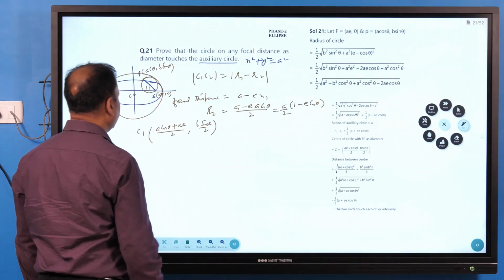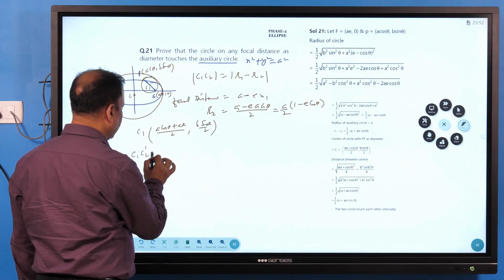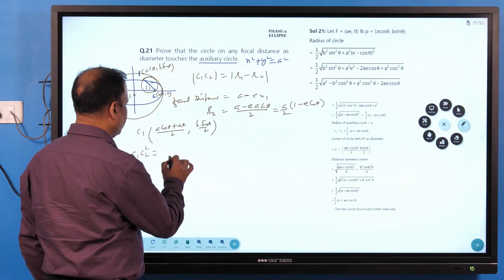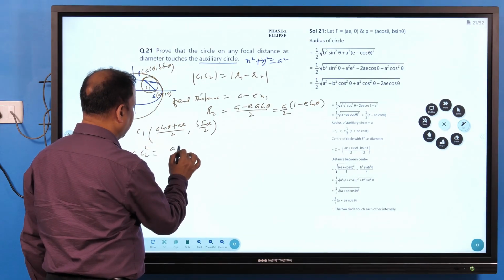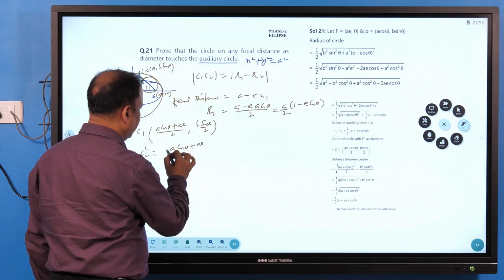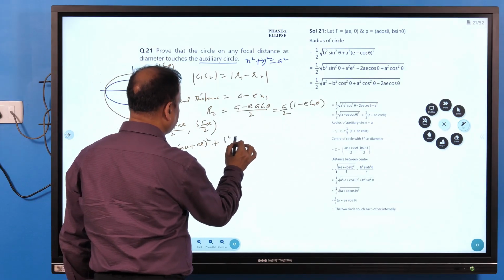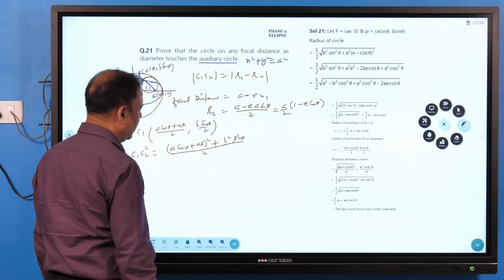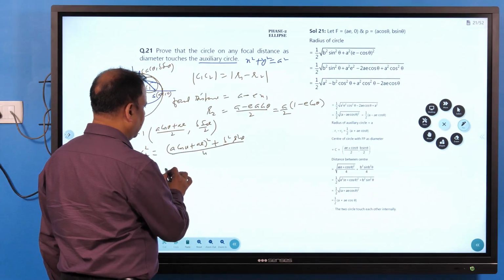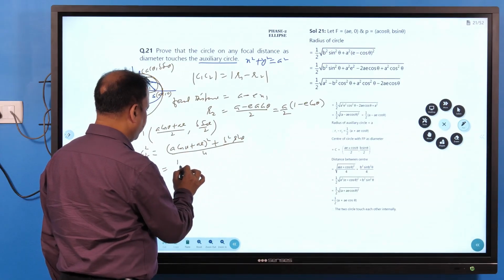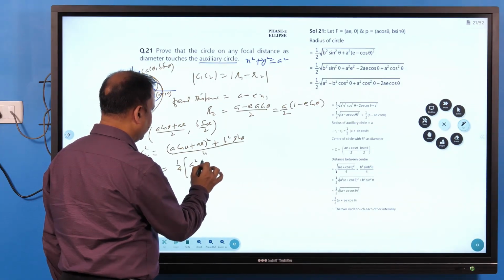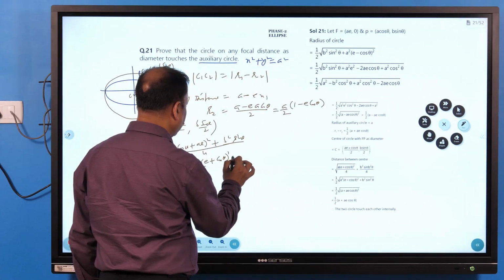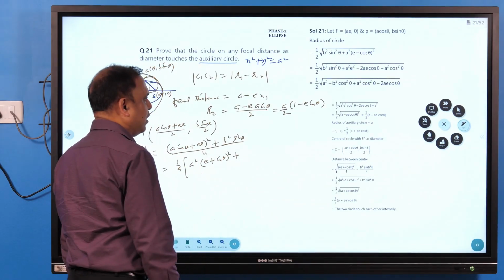This is the center. So C1C2 square is equal to, C2 being the origin, x1 minus x2 whole square plus y1 minus y2 whole square. That means we can take A cos theta plus AE whole square plus B square sin square theta, all upon 4. This is also 4, so I am taking this as 4. So C1C2 square is A square upon 4 into E plus cos theta whole square plus B square.